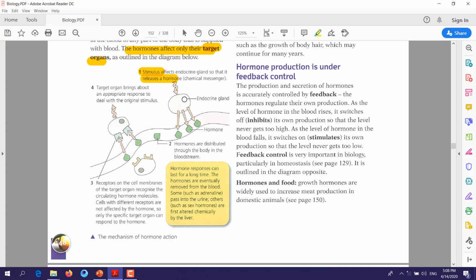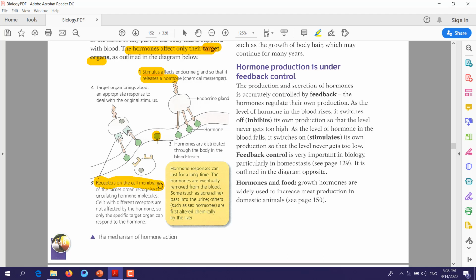Okay, this is the endocrine gland. Now it makes the hormone. Because the endocrine glands are ductless, it will release the hormones directly into the bloodstream. This is the bloodstream or blood vessel. Now, the green one represents the hormone. Hormones are distributed through the body in the bloodstream. So now these hormones, after being released into the bloodstream, will be distributed to the body through the bloodstream.